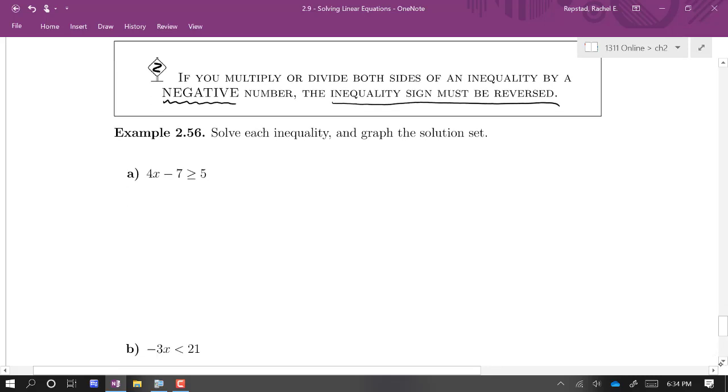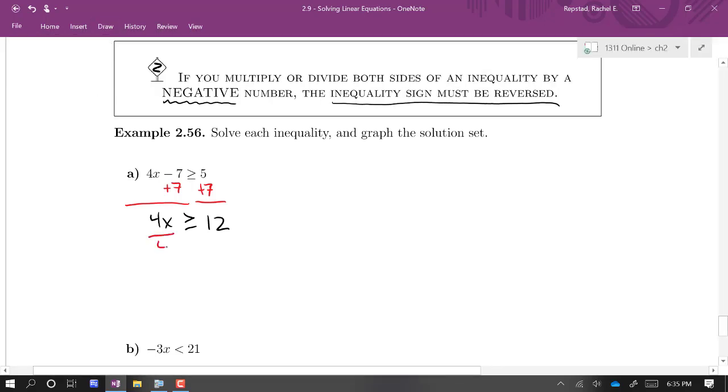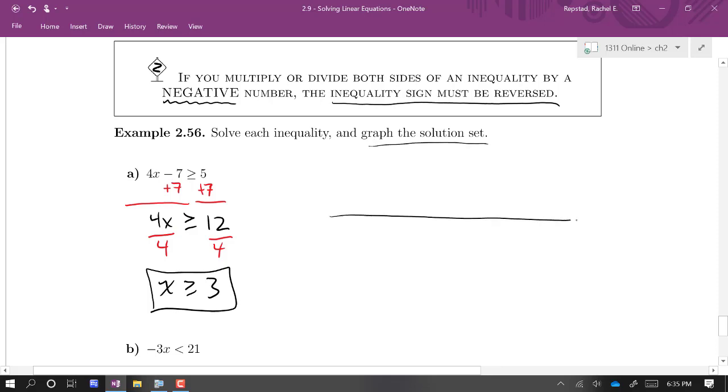So let's solve some inequalities. Here the x's are already on the left side, so I'm going to get them by themselves simply by adding 7 to get that 7 out of there. So I get 4x greater than or equal to 12, and I'm going to divide both sides by 4. It's a positive 4, so I don't have to worry about reversing any signs. X greater than or equal to 3. So there is the answer written as an inequality, and then it says graph the solution set.